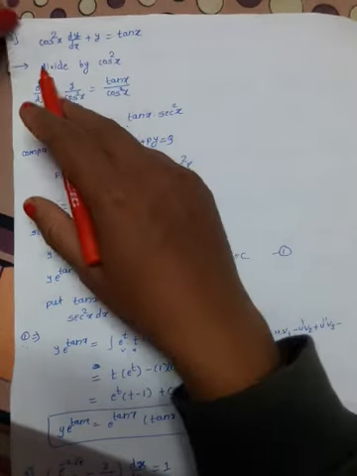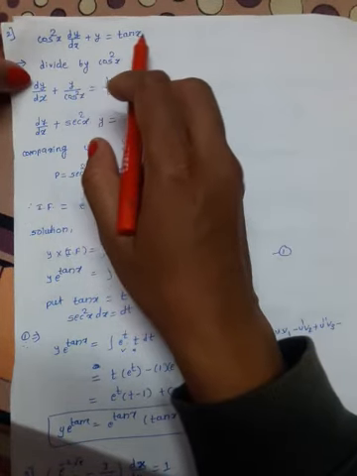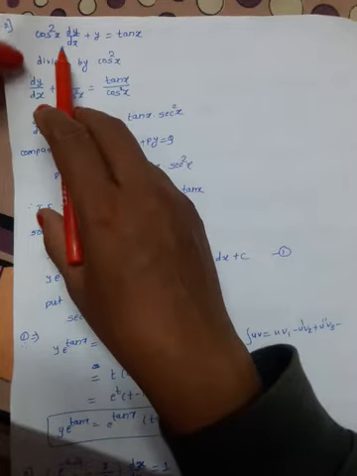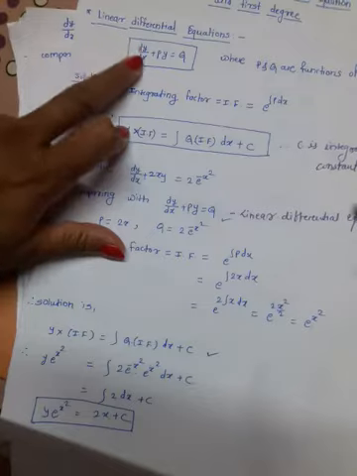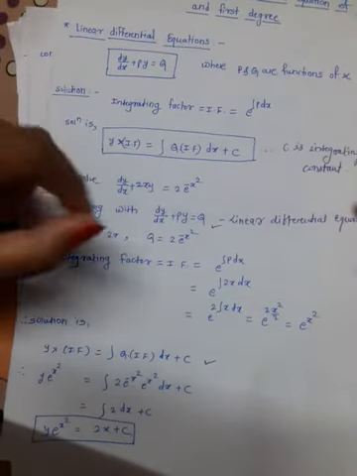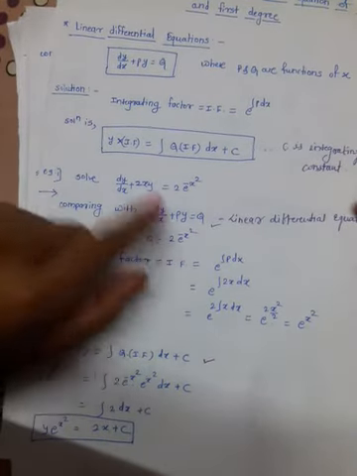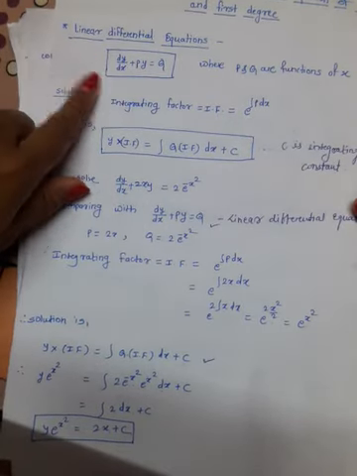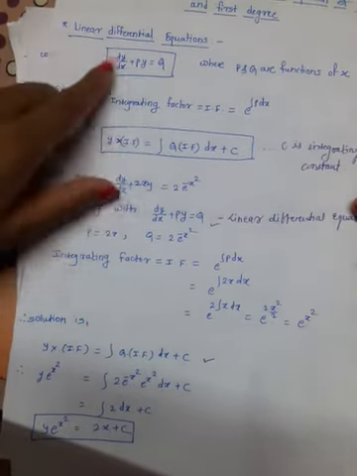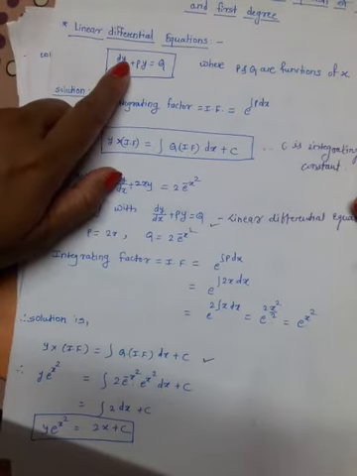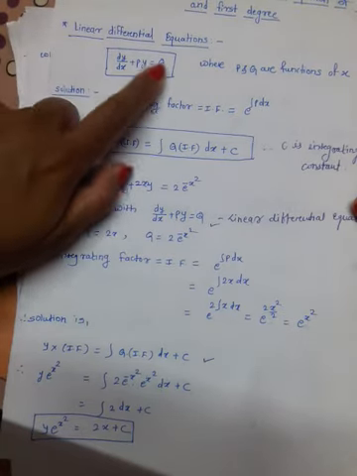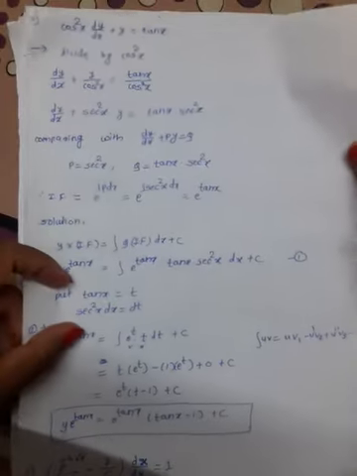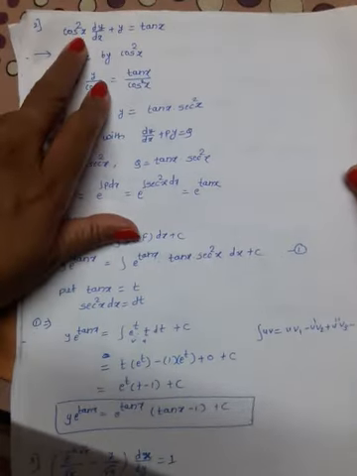Cos square x dy by dx plus y is equal to tan x. Now if you see this equation, how do we recognize that this example is a linear differential equation? We have to just mug up this statement: we need dy by dx single, p into y, where y should be there, and the rest of the terms should be functions of x. Here we have dy by dx, but the coefficient is not 1.